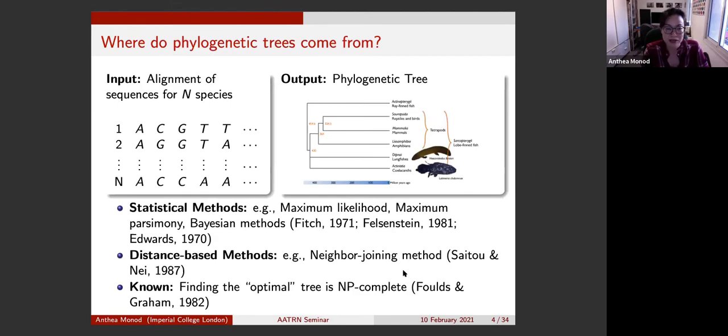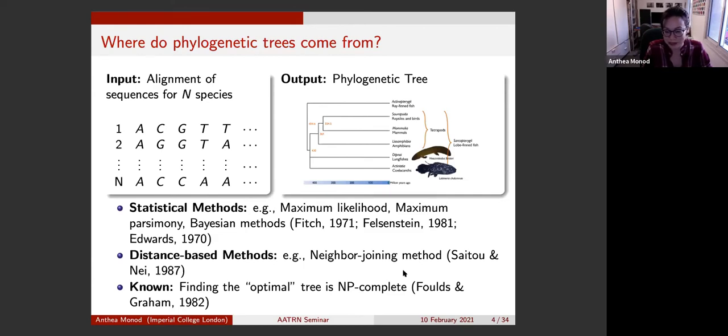So where do phylogenetic trees come from, right? The idea here is that you have an input of an alignment of sequences for N species, right? This DNA, RNA, and then you'd like to output a phylogenetic tree. This is a whole field of research where there's been a lot of work done, and it's a very difficult problem and really interesting as well.